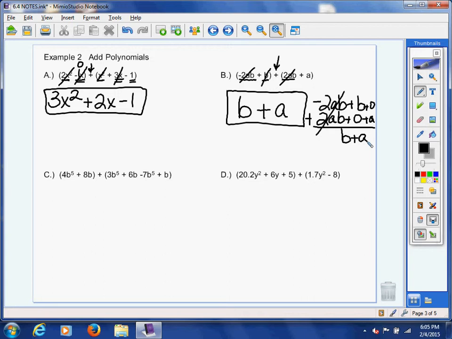Okay, let's look at letter C. We've got 4b to the 5th plus 3b to the 5th. Well, what's 4 plus 3? 7b to the 5th. You got it. Okay.